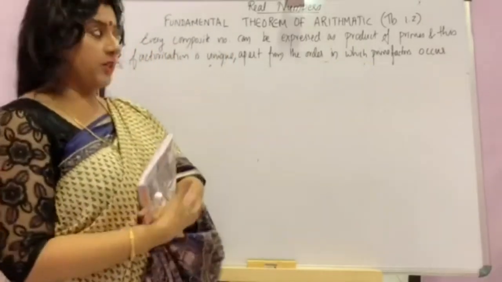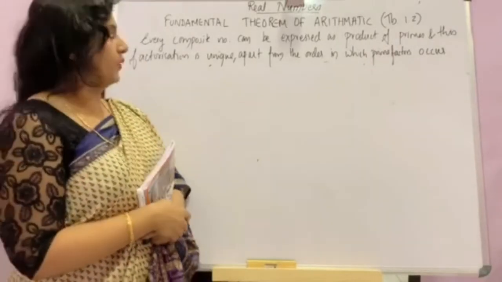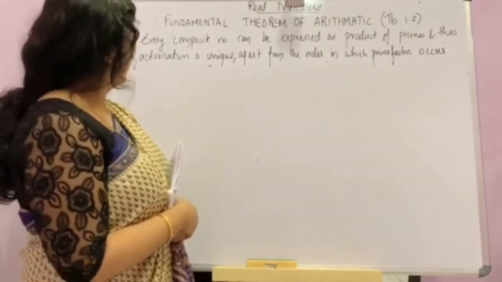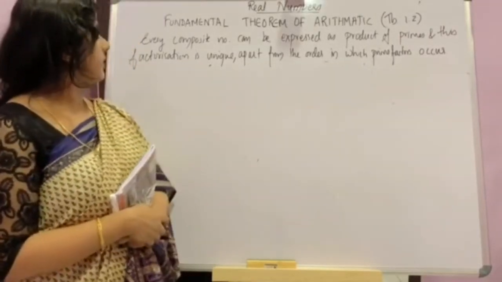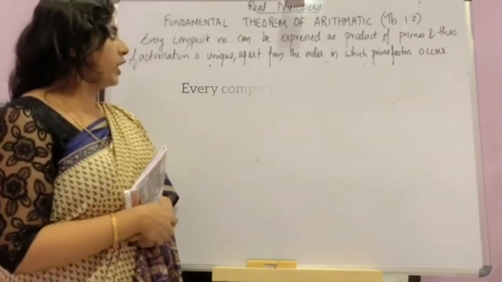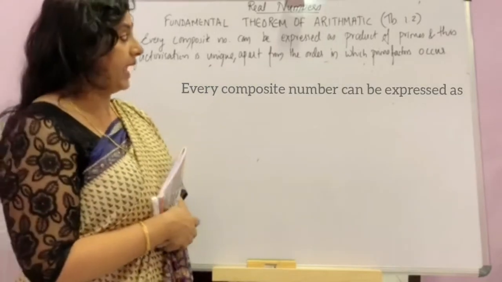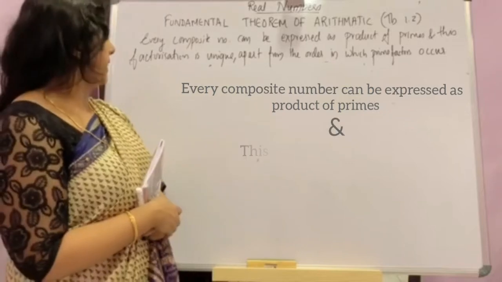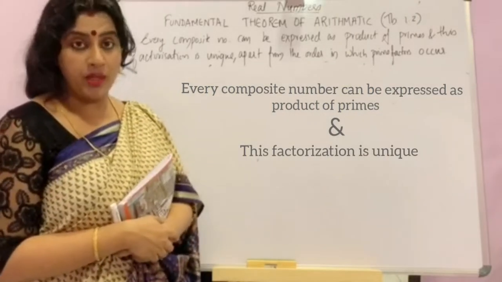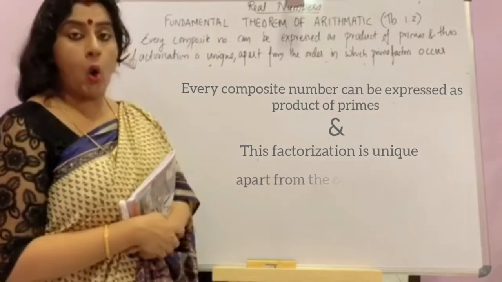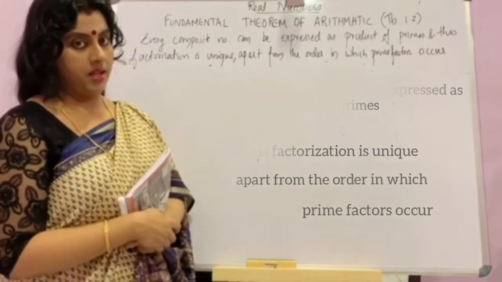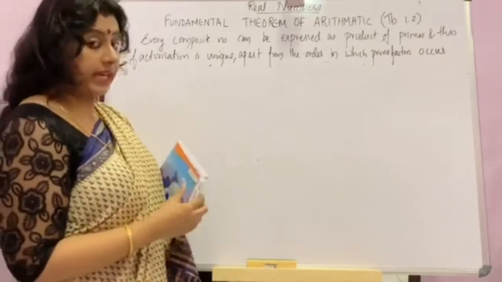Now, moving to Theorem 1.2, that is the fundamental theorem of arithmetic. Let us look at what it states. Every composite number can be expressed as a product of primes, and this factorization is unique apart from the order in which prime factors occur. I will show you an example, then I will explain it.